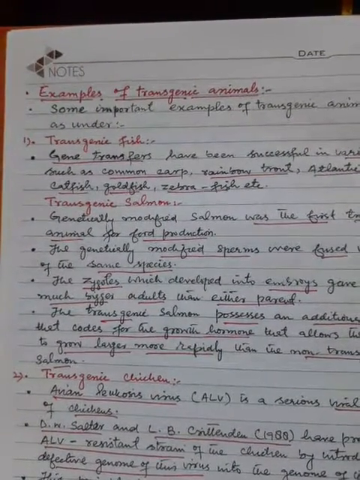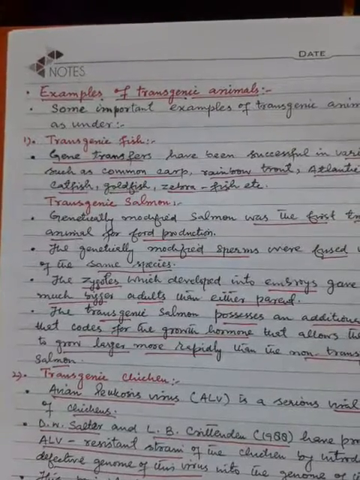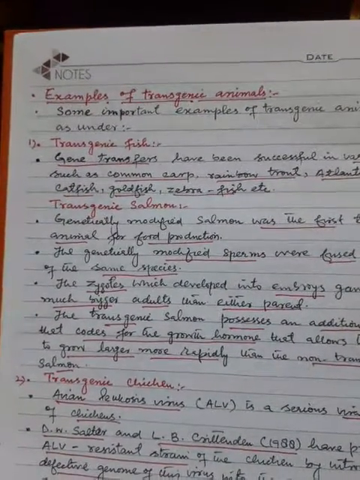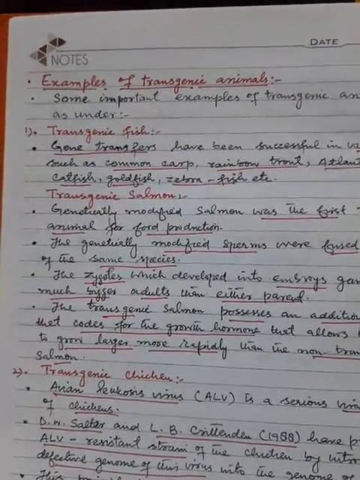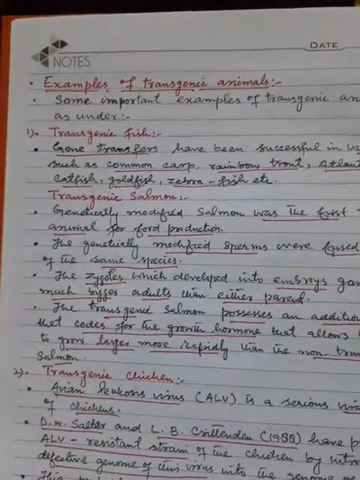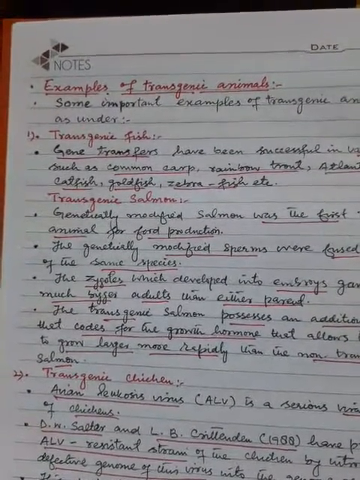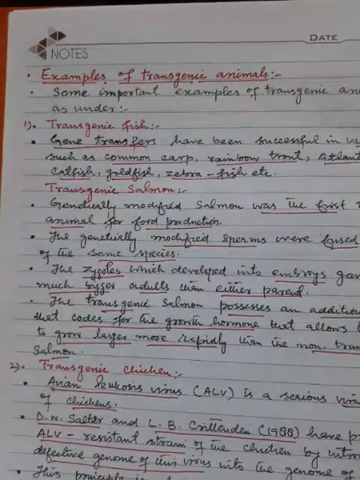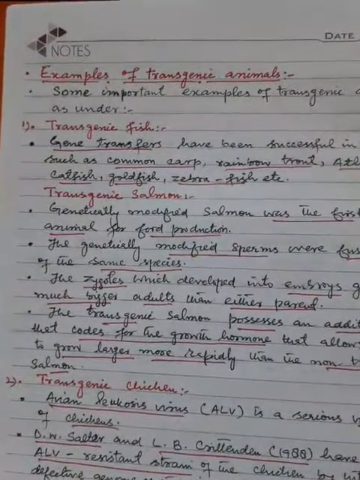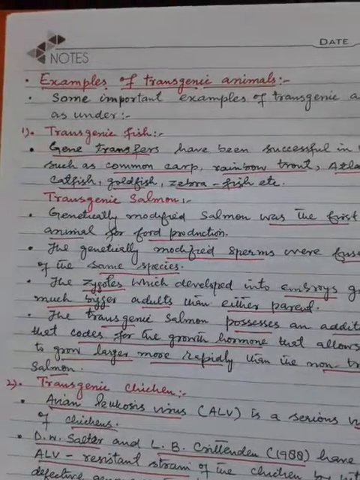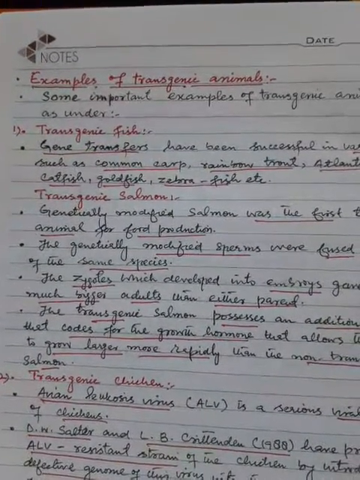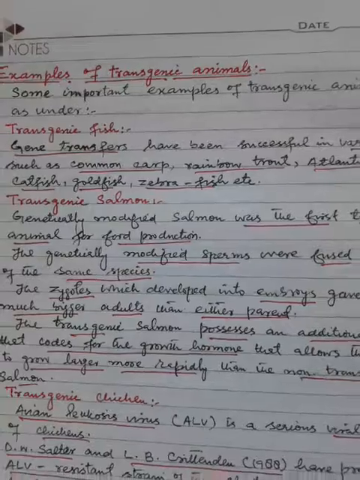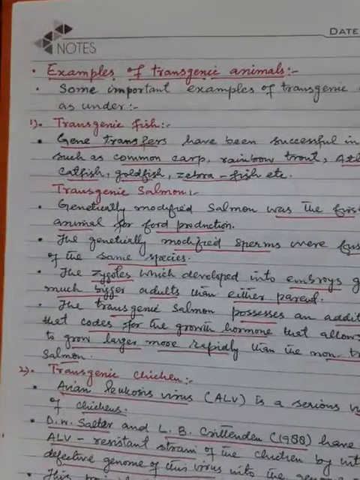Today's offline class is about some of the transgenic animals. You already know what transgenic animals are. Transgenic animals are those animals which carry foreign genes. Some important examples of transgenic animals are as under.